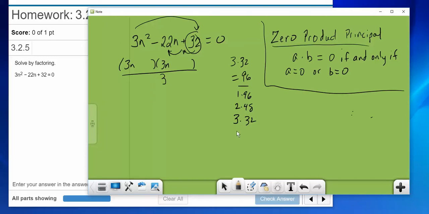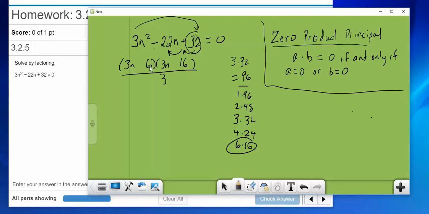That adds, let's do bigger. 96 divided by 4 is 24. Getting closer. 5 won't work. Divided by 6 is 16. So that's the one I want. So I'm going to do 6, 16.